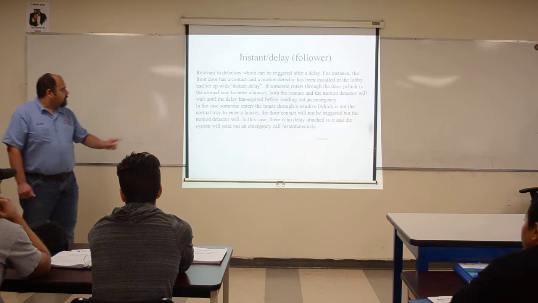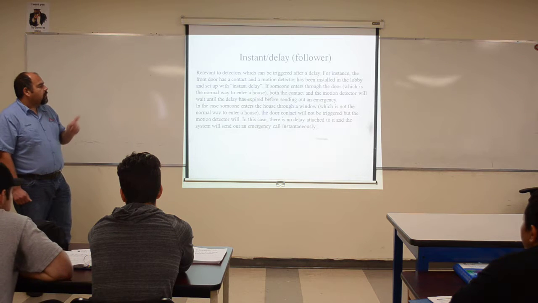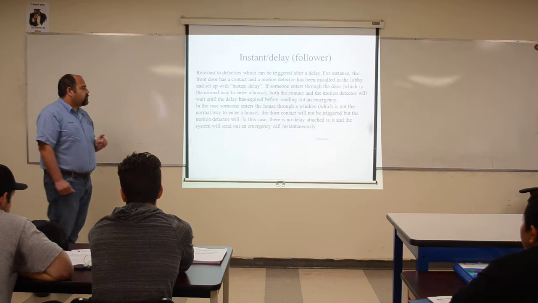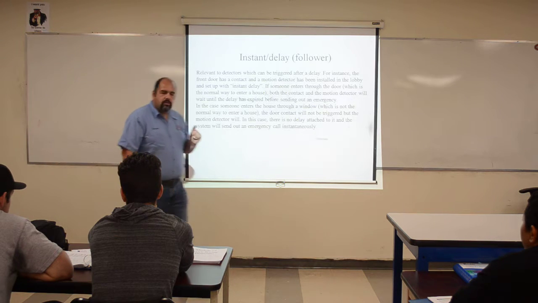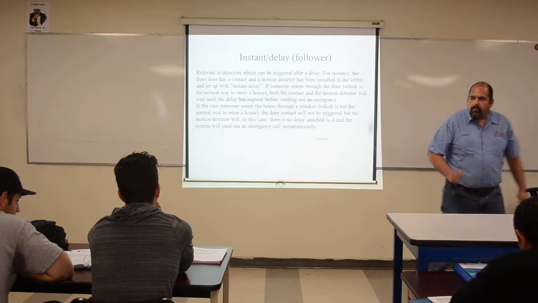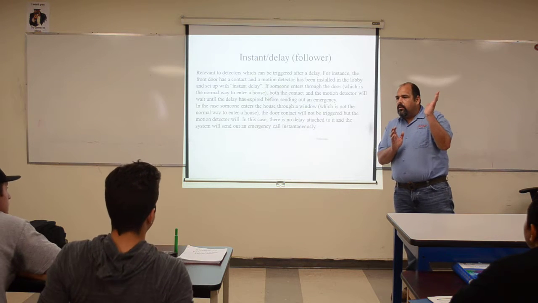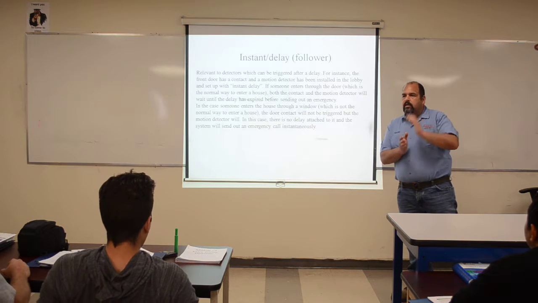Let's look at something else. In the case someone enters the house through a window, which is not the normal way to enter the house, the door contact will not be triggered, but the motion detector will. In this case, there is no delay attached to it, and the system will send out an emergency call instantaneously. So, what if somebody broke your window and jumped through the window, and that same motion detector caught him? He will be instant and set off the alarm right away.